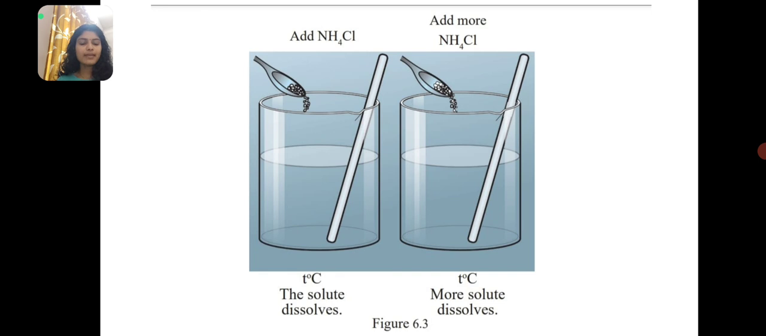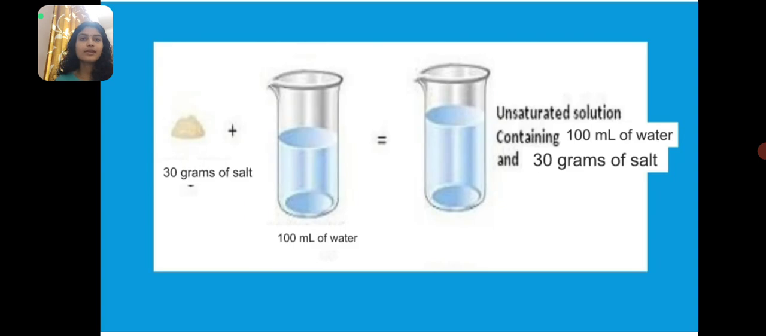Can you name a drink that is unsaturated? Lemon juice. Okay. Then salt water. Share your answers. Okay, very good. In this picture, you can see 30 grams of salt are added to 100 ml water. After stirring, all the salt dissolves completely. So, this is an unsaturated solution as the water can dissolve more salt if added.